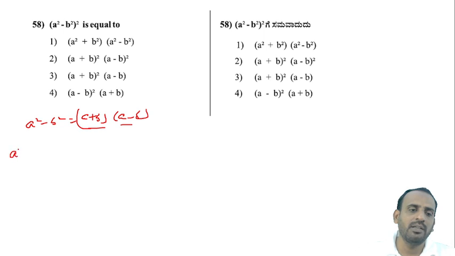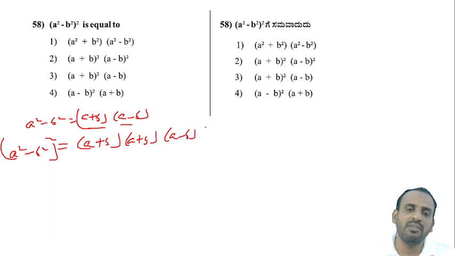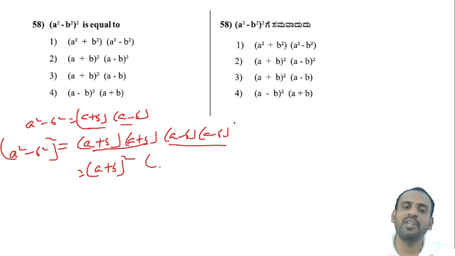So a square minus b square whole square is equal to a plus b, we will multiply 2 times, that is a plus b again. Same way a minus b also we multiply 2 times. So now what happens? a plus b into a plus b will become a plus b whole square. Same way a minus b into a minus b will become a minus b whole square. Simple. So the answer is option 2, a plus b whole square into a minus b whole square.